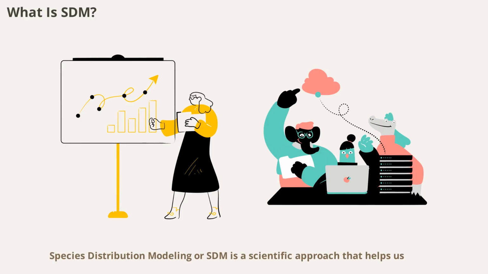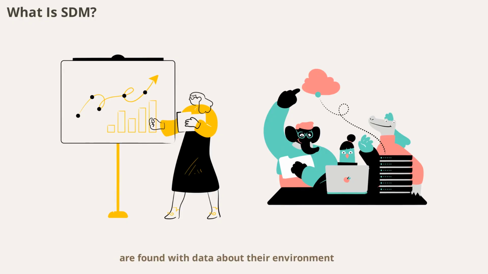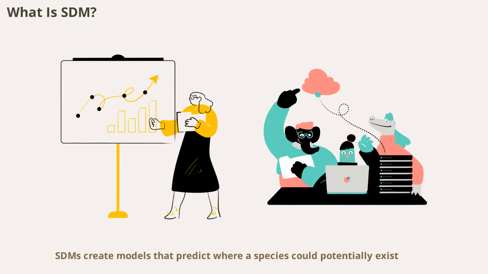Species distribution modeling, or SDM, is a scientific approach that helps us understand where different species live and why. By combining information about where species are found with data about their environment, SDMs create models that predict where a species could potentially exist. These models are built on core ecological and biogeographical concepts, and they use both living biotic and non-living abiotic factors. SDMs have become increasingly important as geospatial data has become more accessible, allowing researchers to map and analyze species distributions across the globe.